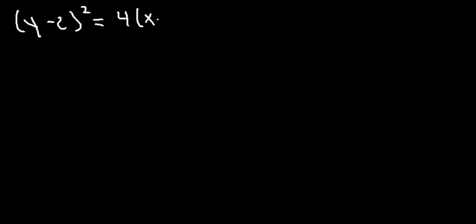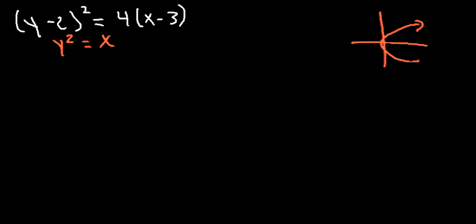Let's try another example. Let's say we have (y minus 2) squared is equal to 4 times (x minus 3). So our general equation is y squared is equal to x. So this one's going to open to the right again. And we know the focus is going to be over here, and the directrix is over here. So the center is 3 for x, positive 2 for y.